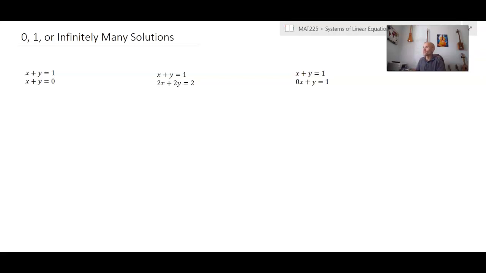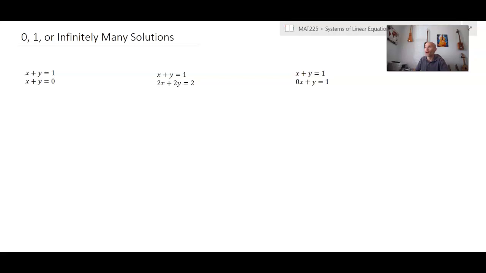And with these three examples, these are in 2 dimensions, so we'll actually be able to visualize them quite well and see why it is that they have 0, 1, or infinitely many solutions. And we'll also be able to look at the reduced matrix and immediately identify which of these three cases we're dealing with. So in this first case, we have x plus y equals 1 and x plus y equals 0.